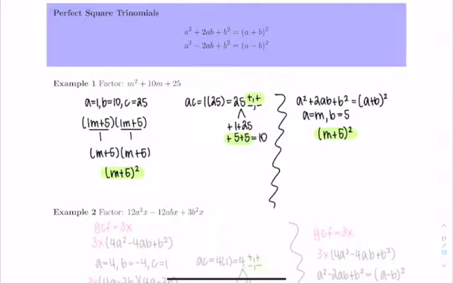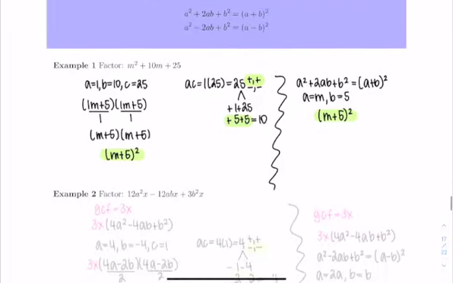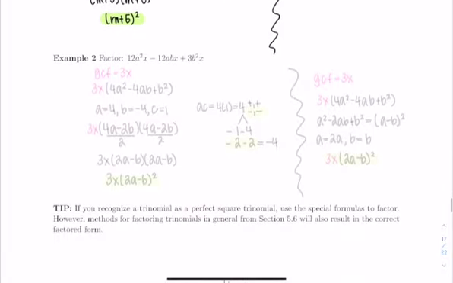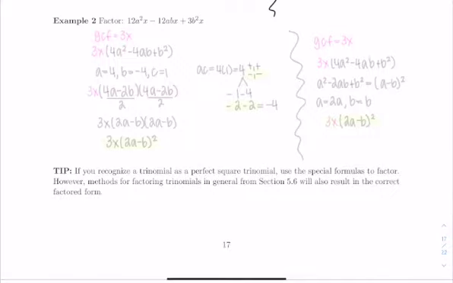Let's try the next one. 12a squared x minus 12abx plus 3b squared x. First things first, is there a GCF? We can pull a 3 and an x out of all of the terms. And what you have left over is 4a squared minus 4ab plus b squared.